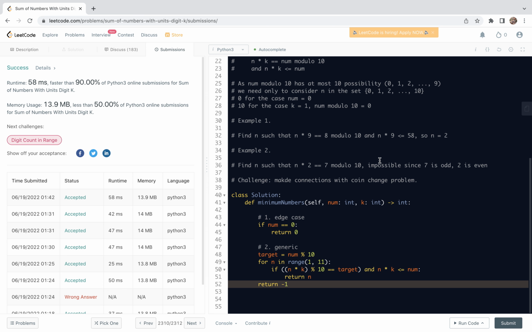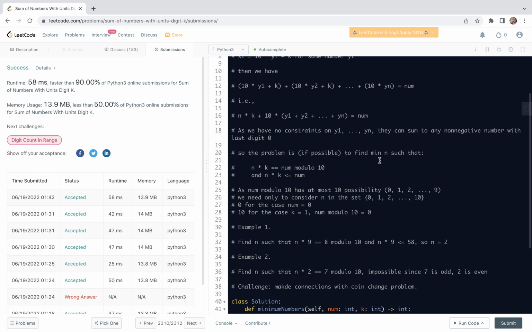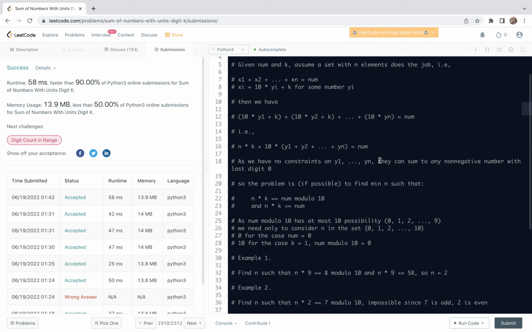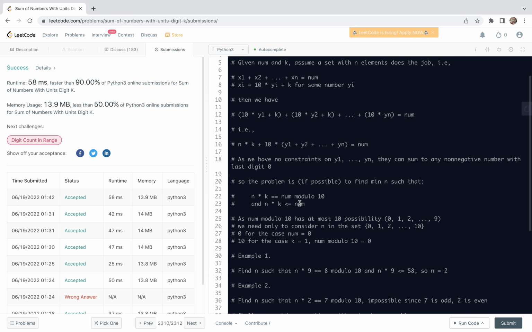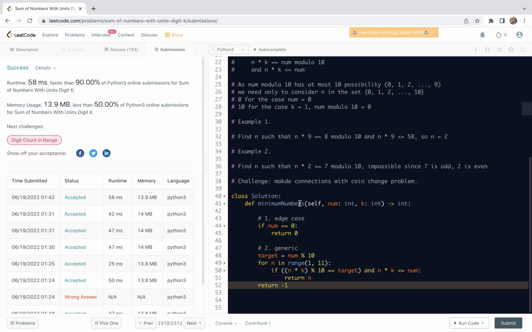To have an overview, first we transform the problem into another format. Then we do a simple for loop to find the minimum n required to satisfy the condition in the problem with the help of the modulo operation.